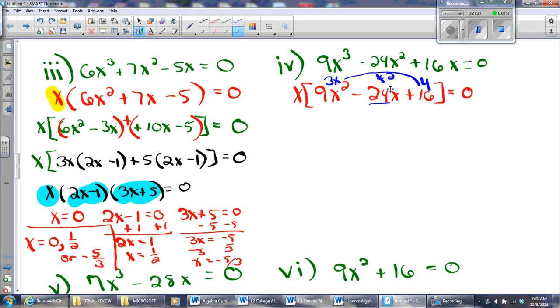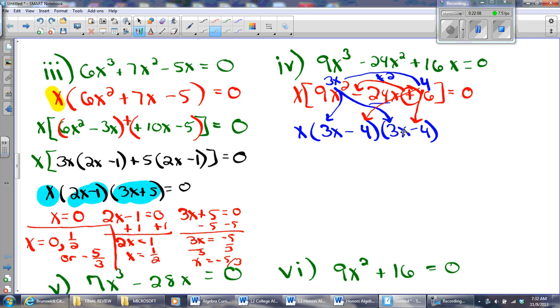You don't have to do all the work. You can do x times 3x minus 4, and then times 3x minus 4. Perfect square trinomials. The square roots go here and here. Since there's a plus in the back, this sign shows up twice. Negative, negative. If you're not sure, FOIL it. There were very few people that FOILed to check their work.